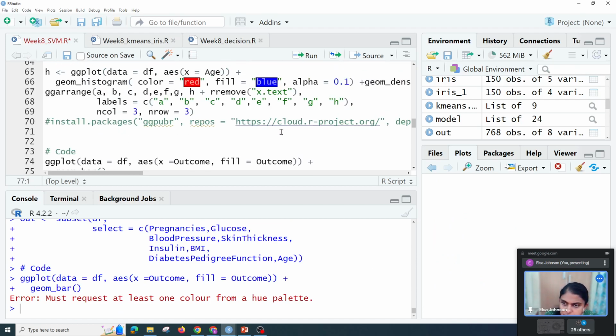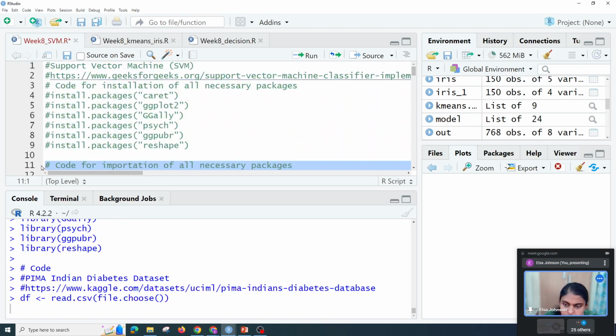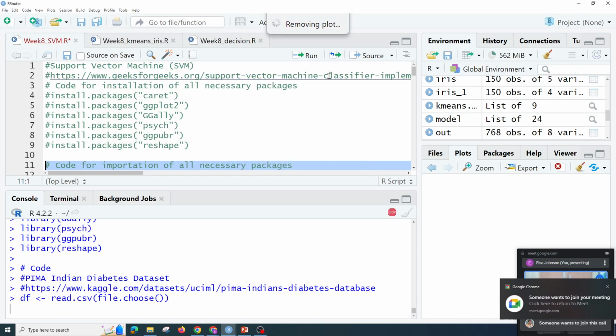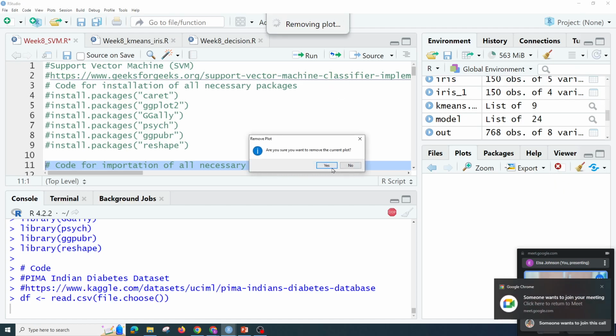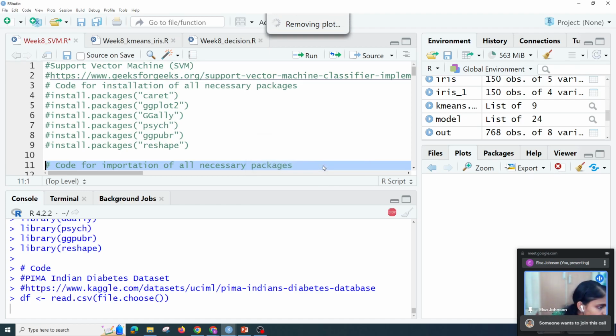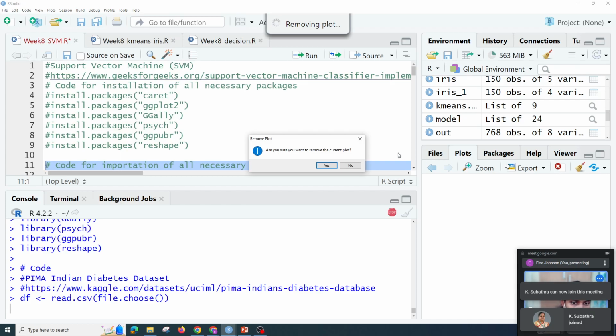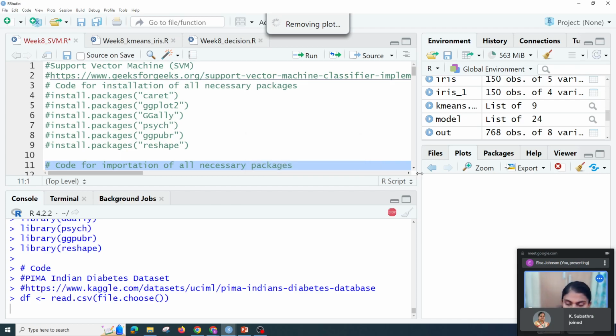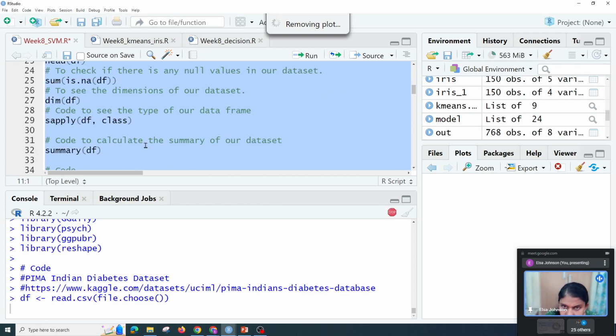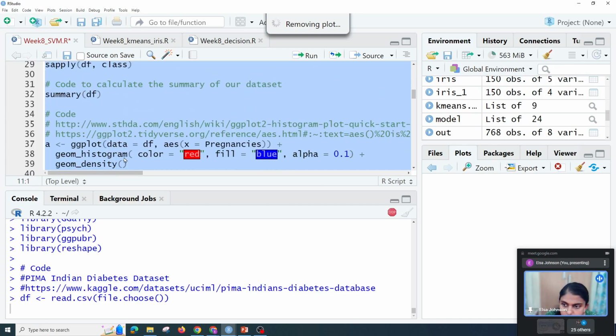So I think I have to load that once again. The plot is being removed. Okay, it'll take time.